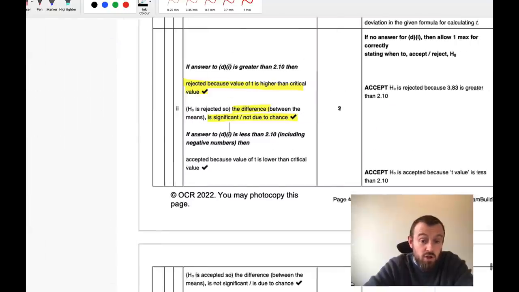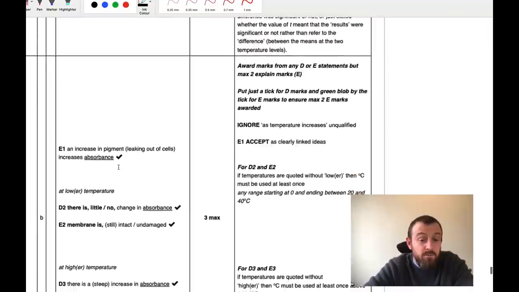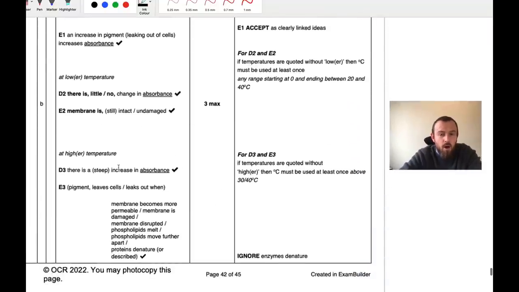And I'll go to the mark scheme to show you what you could have said. So on the mark scheme, the picky thing that they're really looking for is the use of the word absorbance. If you didn't say the word absorbance, then you didn't get marks. You might have said something like, as the temperature increases, it increases, or it gets pinker, or something like that. But that's not what they wanted you to say. You had to mention absorbance. It's underlined. So an increase in pigment increases absorbance. You could have actually got a mark just for explaining why we're seeing an absorbance. If the pigment leaks out, it causes a higher absorbance.